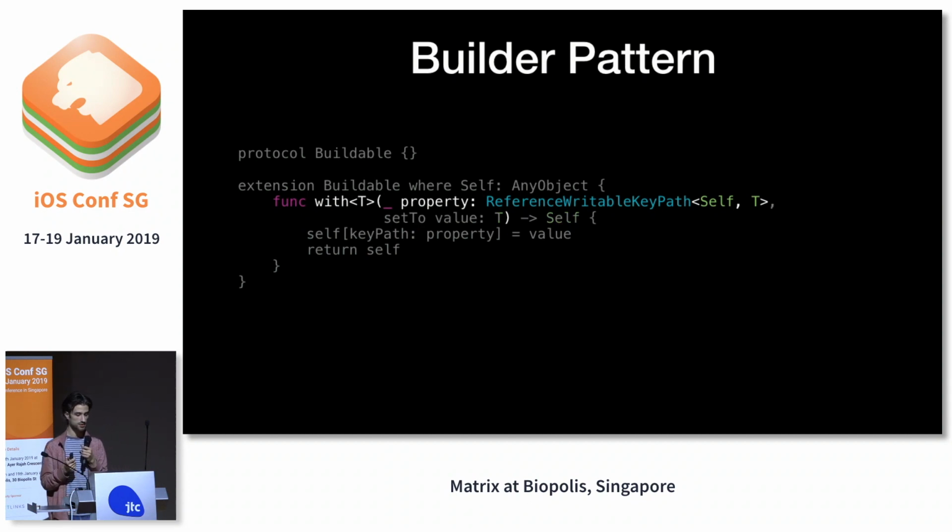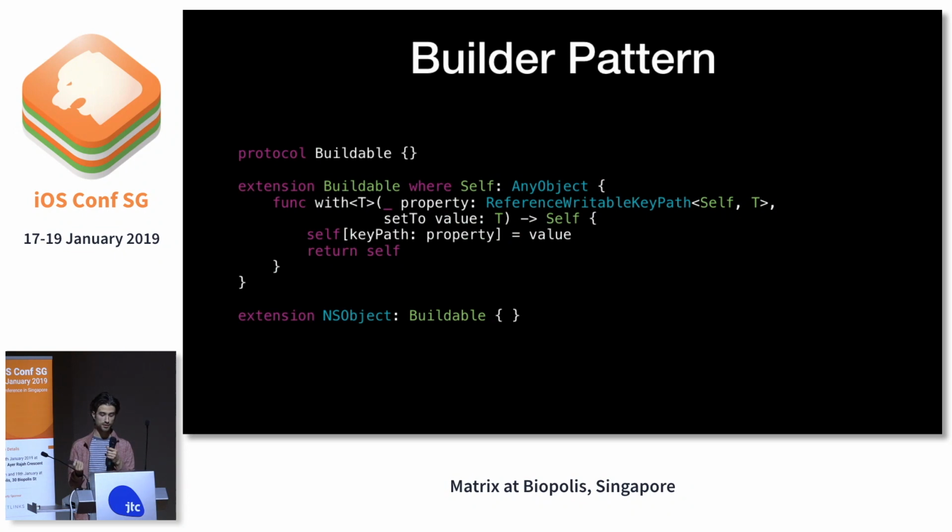And inside, what we're going to do is use the value to set it on the instance, on self, and then we're going to return self. Then we make NSObject conform to this protocol so that we can actually use it.